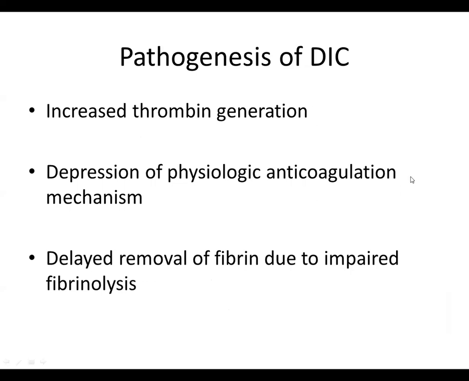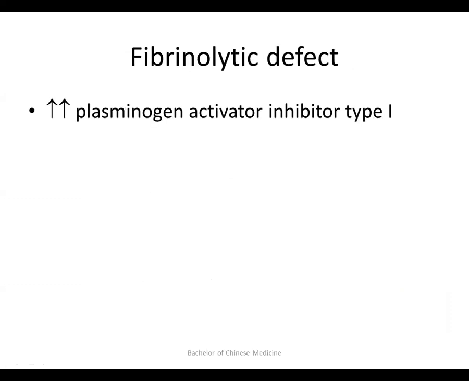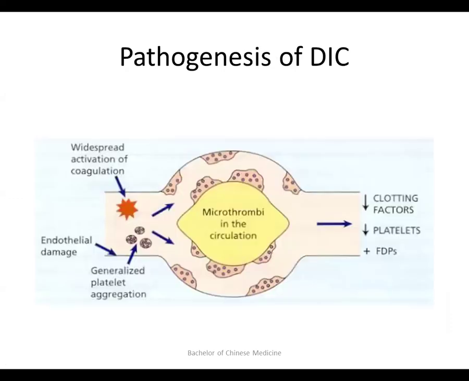Depression of physiological anticoagulant mechanism and delayed removal of fibrin due to impaired fibrinolysis. Maybe activation of the intrinsic and extrinsic pathway, and impairment of the fibrinolysis pathway. So when and how will thrombin generation happen? Maybe due to extrinsic pathway activation, tissue factor release, and factor 7A. The fibrinolytic defect may be increased plasminogen activator inhibitor type 1. So this is the pathogenesis, the widespread activation of coagulation.